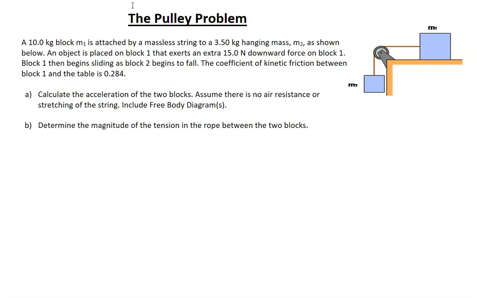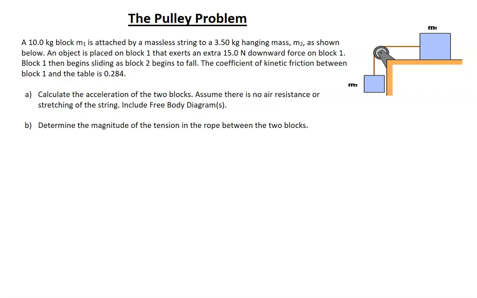In this video we're going to look at the Pulley problem. The Pulley problem is a classic problem in physics, and it's something that was actually on the grade 11 physics exam. So that's the question I've pulled off of one from the previous physics exam. And it says this: a 10 kilogram block M1 is attached by a massless string to a 3.50 kilogram hanging mass M2 as shown below, shown on the right.